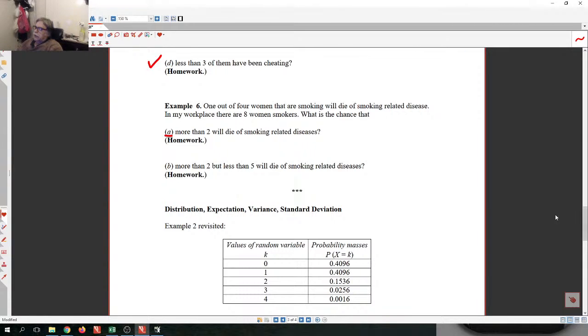First of all, you need to identify that the number of ladies that are going to die from smoking-related diseases is a binomial random variable. You should go to that list of 1 to 4 and make sure that's the case. Success is dying from smoking-related disease. X is a binomial random variable. We have the count of trials, how many? 8. That's n, the number of trials.